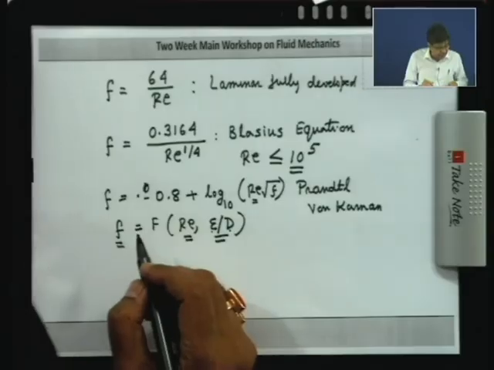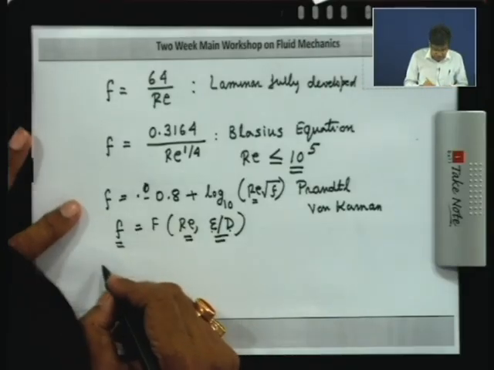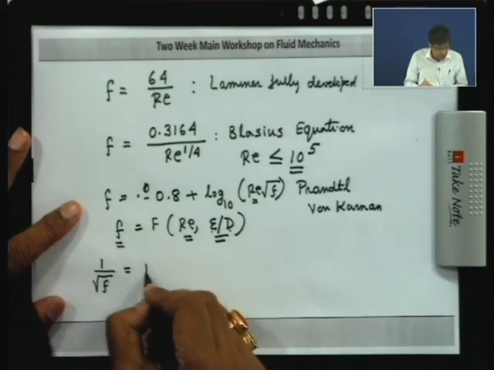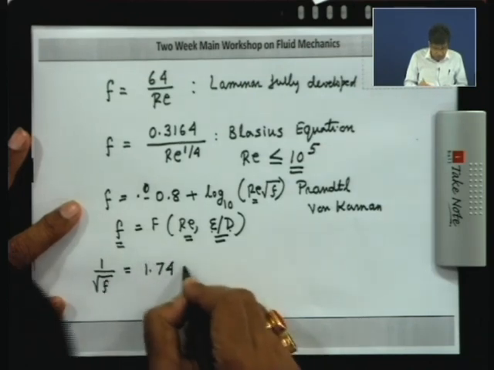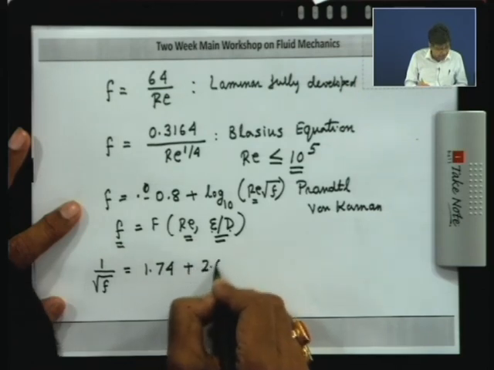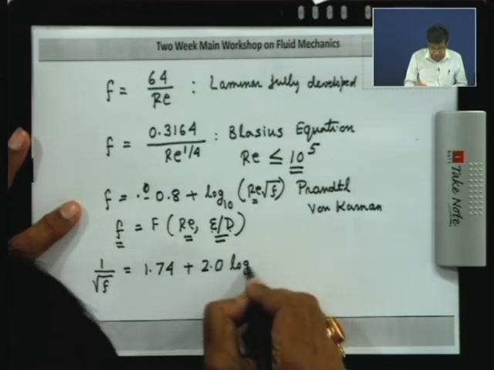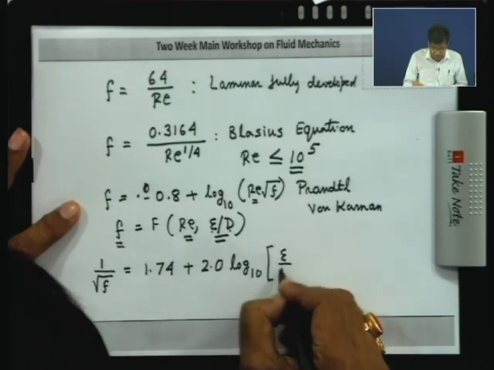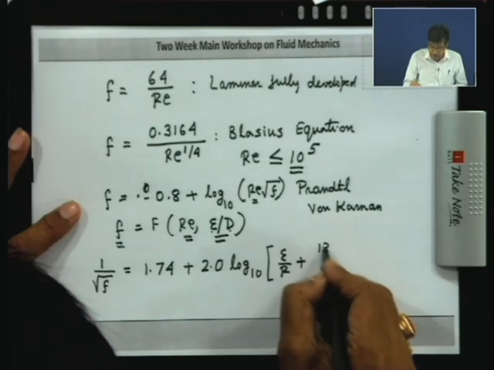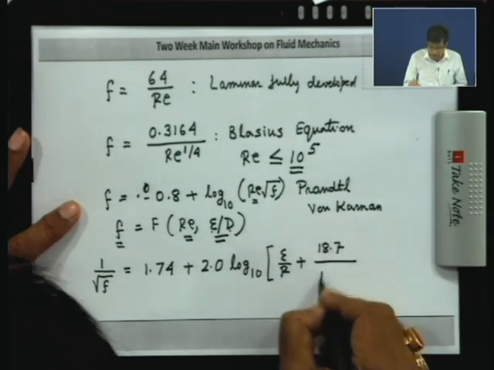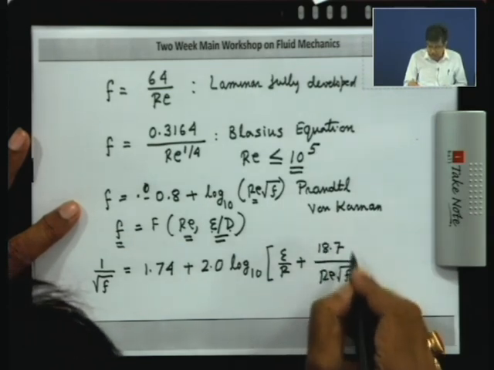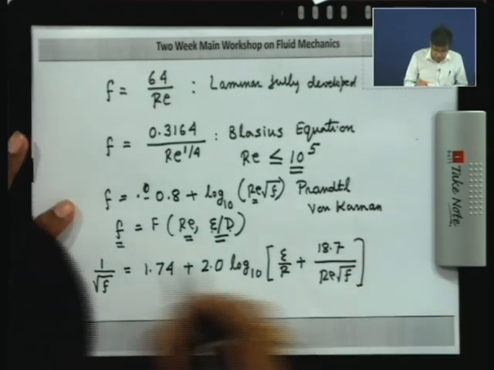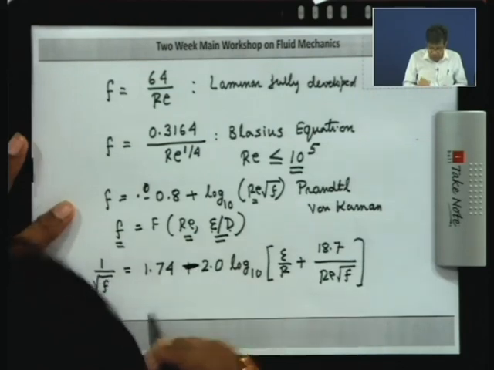One such relationship, due to Colebrook and White, is very popular: 1 by root F equals minus 1.74 times the log of epsilon by R plus 18.7 by Re root F. But do not think that I am writing this because you have to remember it. This is for your background information. I also do not remember it.